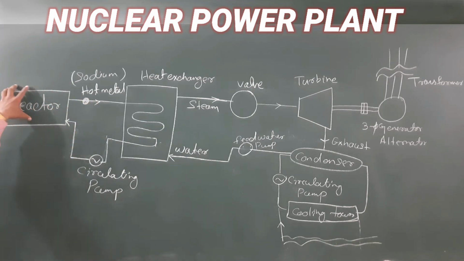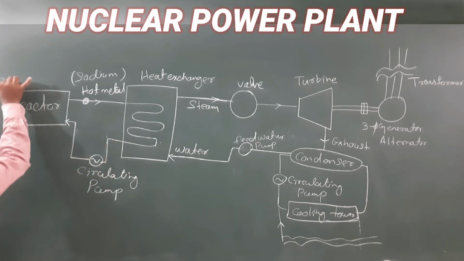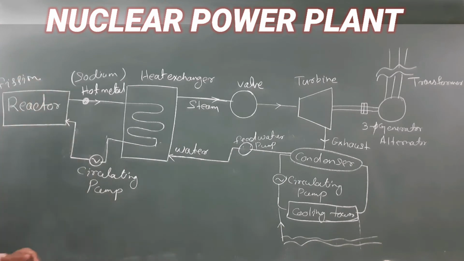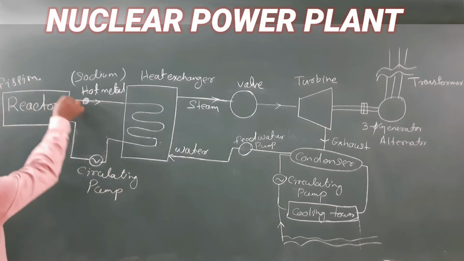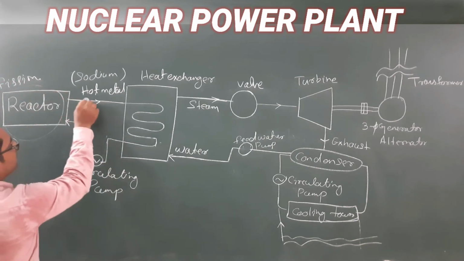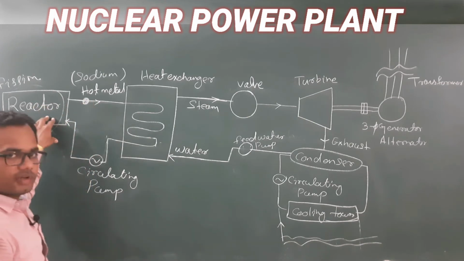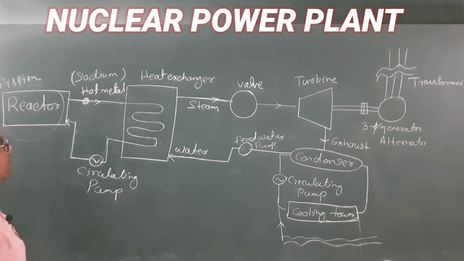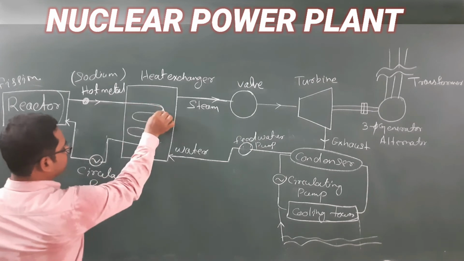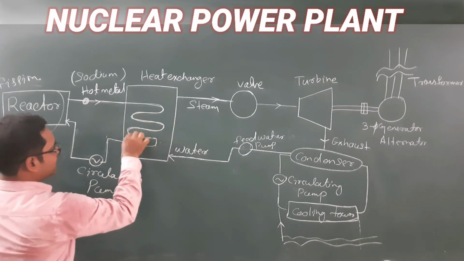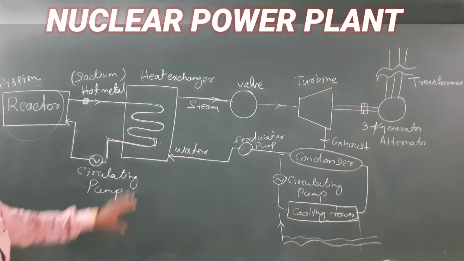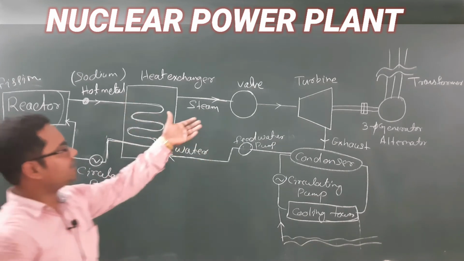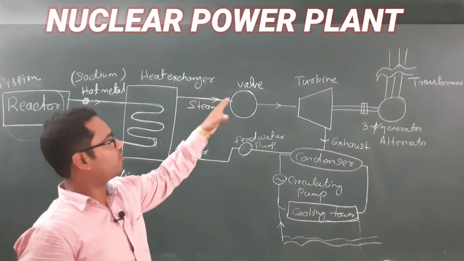So what happens here? In the reactor, your chain reaction, or you can say fission reaction, takes place. In the next class I will explain how the reactor functions. After the fission reaction, whatever heat is produced is carried through the hot metal, the sodium metal you are using for heat transfer, and that heat is directly transferred to the water here. So here you get the steam.